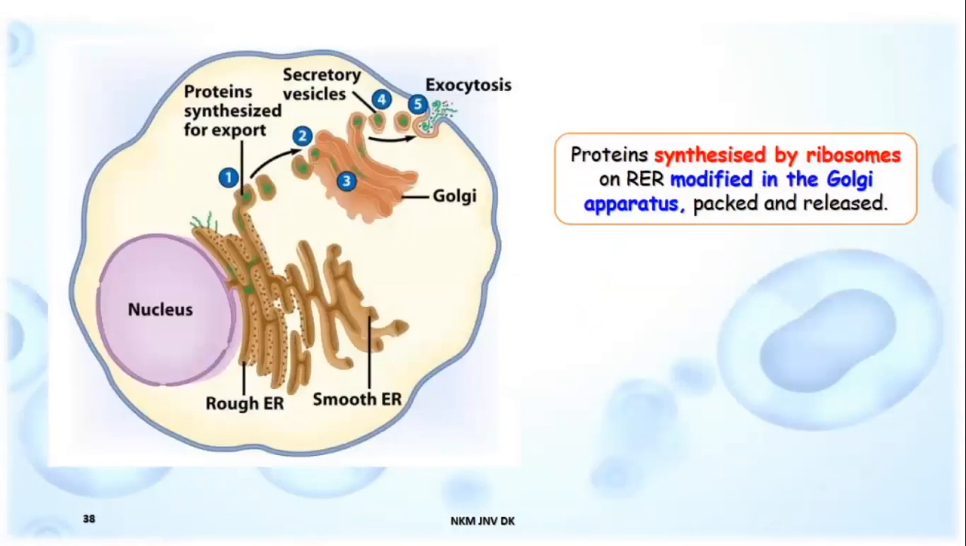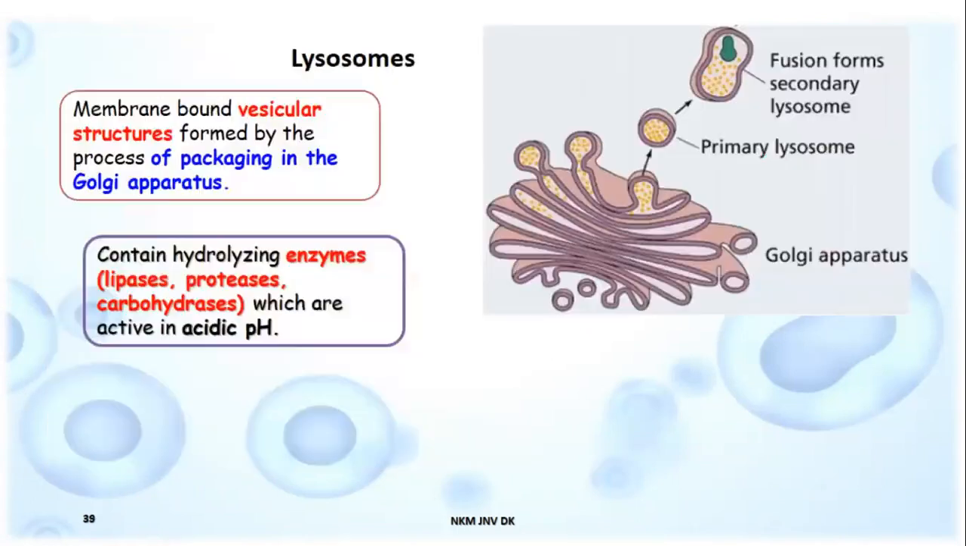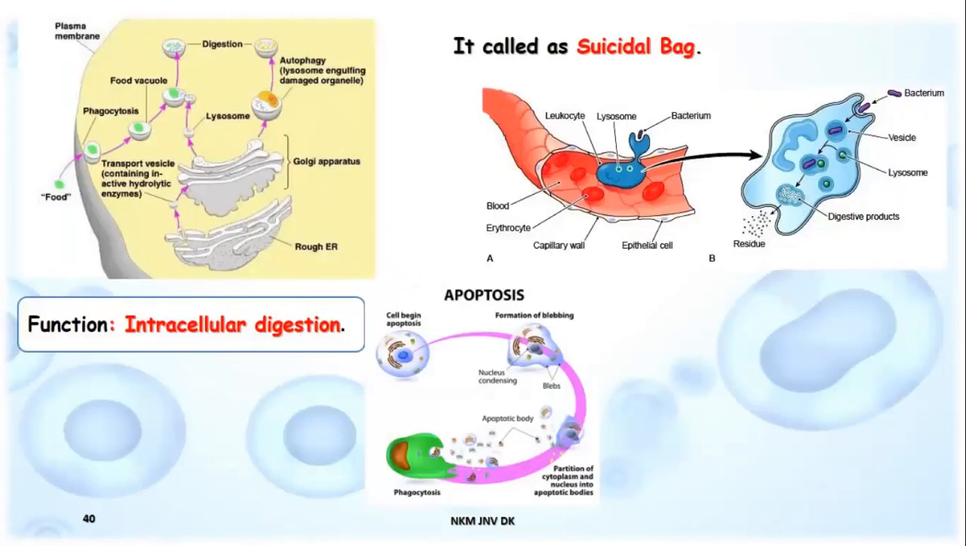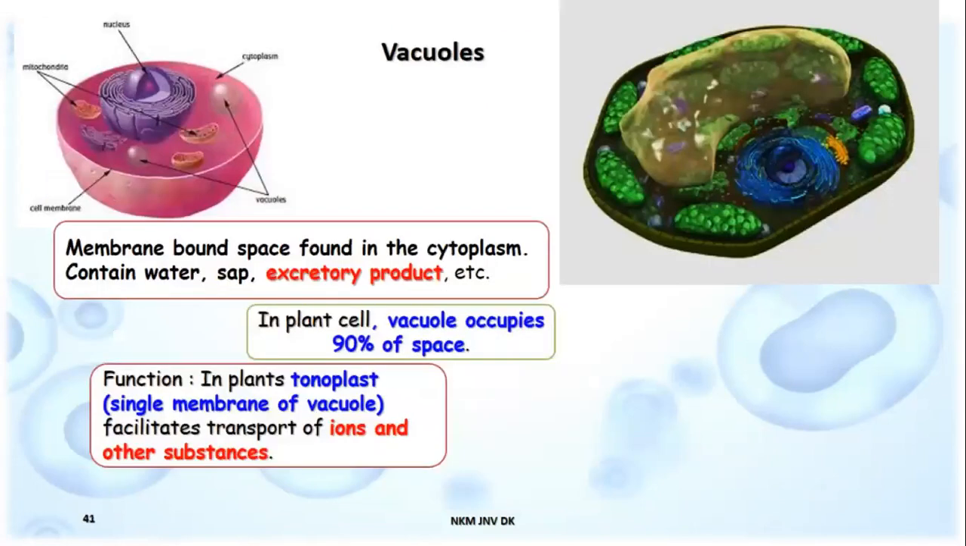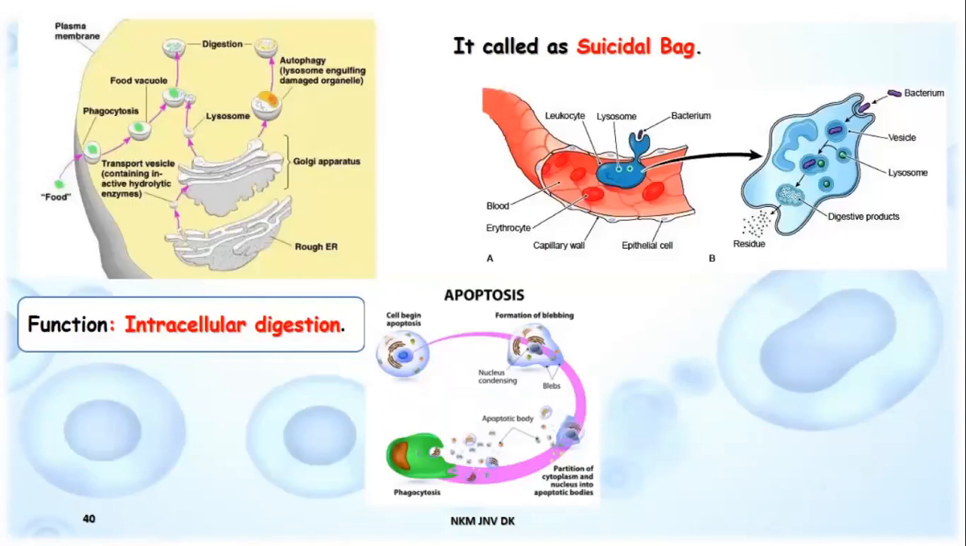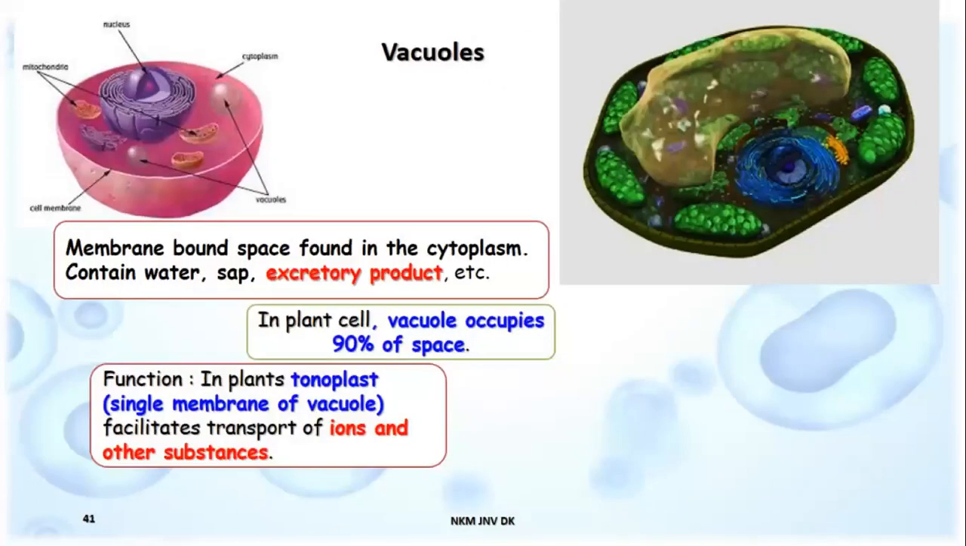Proteins are synthesized by the ribosomes on the RER, modified in the Golgi apparatus, and packed and released. Lysosomes are membrane-bound vesicular structures formed by the process of packaging in the Golgi apparatus, containing hydrolyzing enzymes: lipases, proteases, carbohydrases, which are active in acidic pH. It is called the suicidal bag. It is for intracellular digestion. Lysosome functions also include apoptosis.